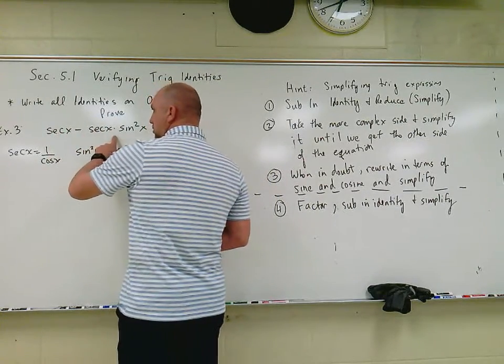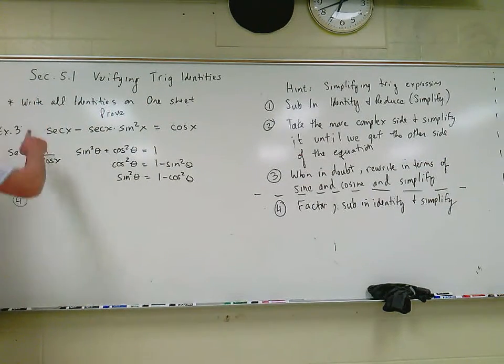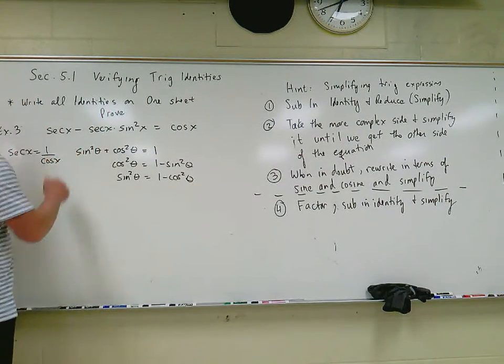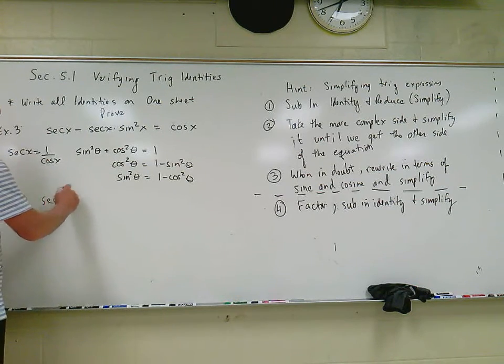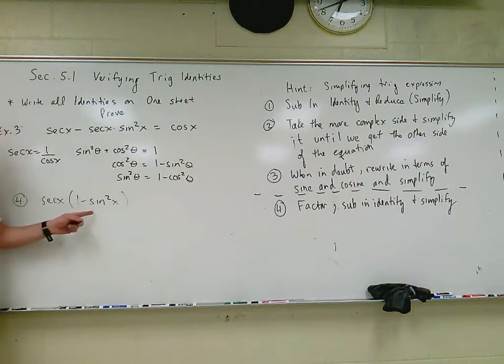They each have a secant. So the way I'm going to try it, I'm going to try my hint number 4. All right, I'm going to see if I can factor it. Well, since each has a secant, secant can factor out. And that leaves me with 1 minus sine squared. So the reason I did that is to unveil identities.